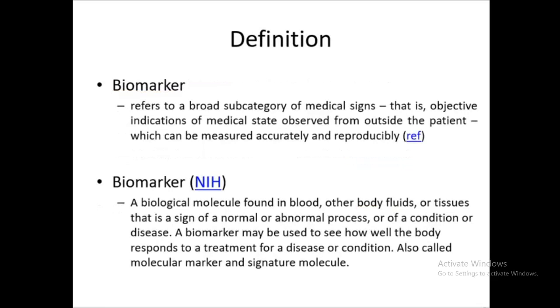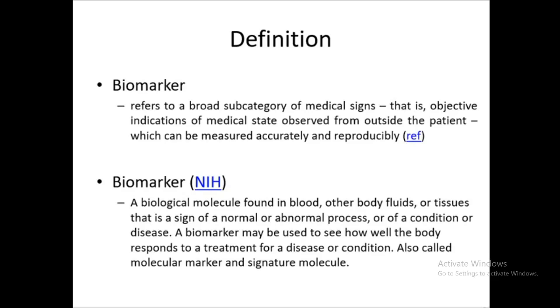So before we start, I suppose we should try and define the whole concept of what a biomarker is. A range of different sources will define a biomarker in slightly different ways. For instance, the top example has a very broad definition, which refers to a broad subcategory of medical science that is objective indications of a medical state observed from the outside of the patient. And the other criteria they say is that it must be able to be measured accurately and reproducibly.